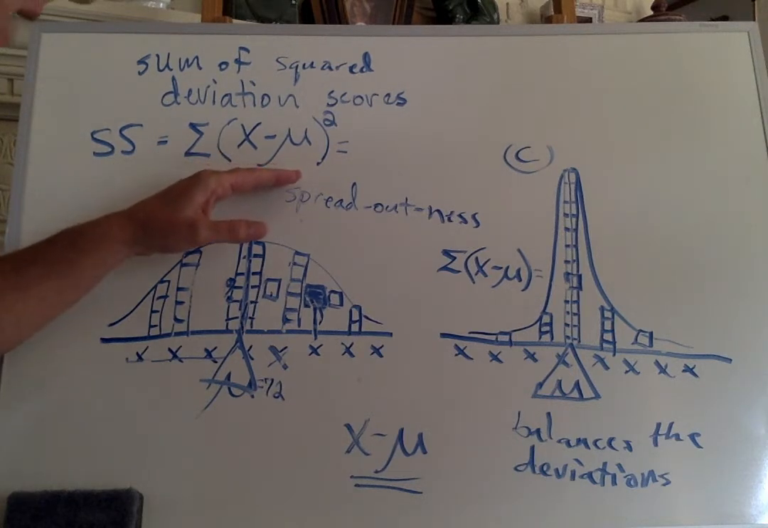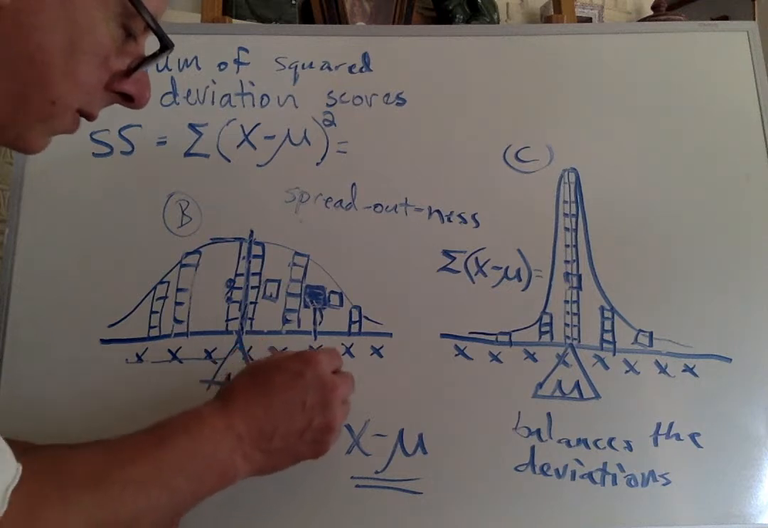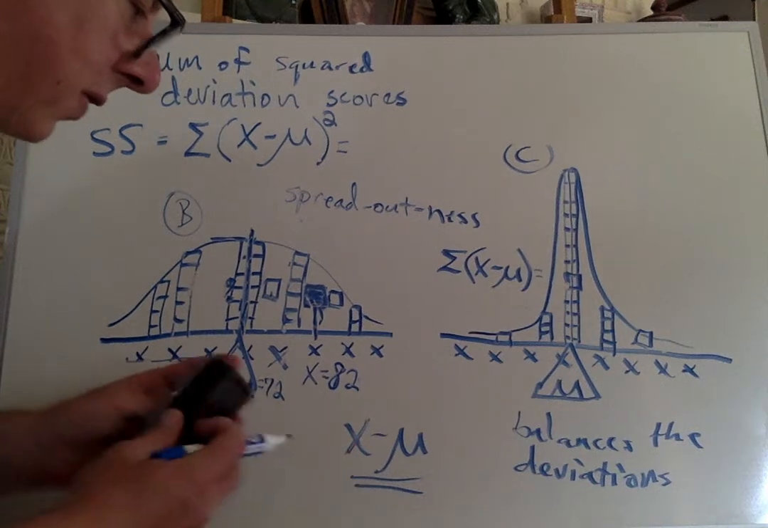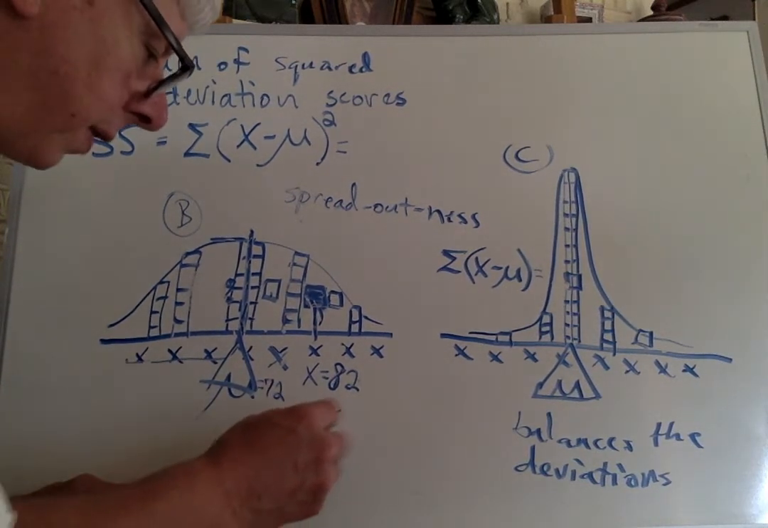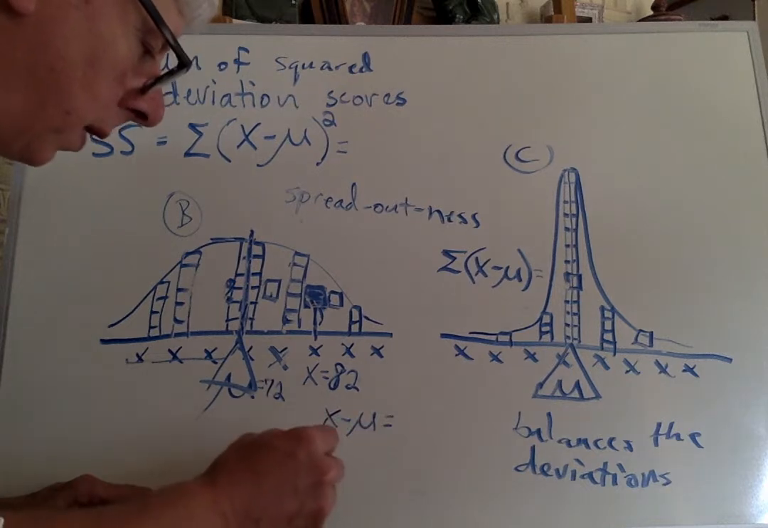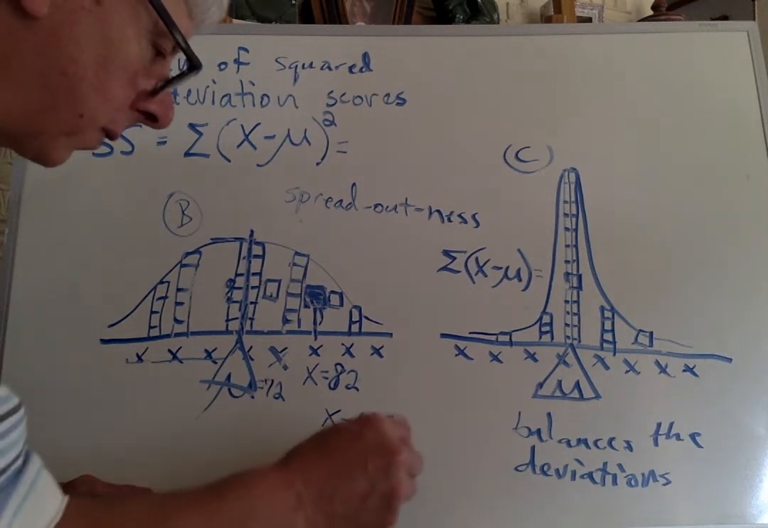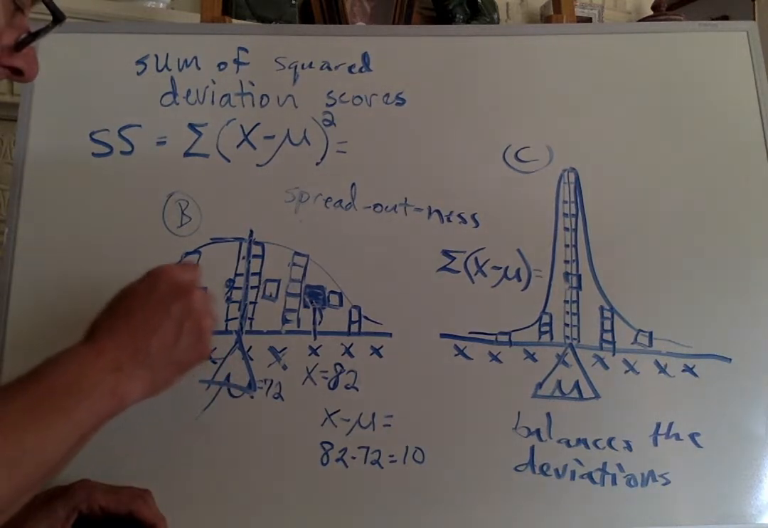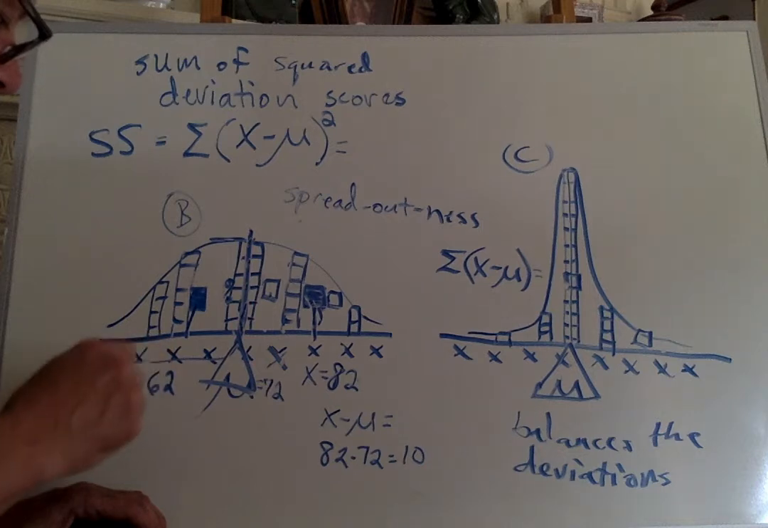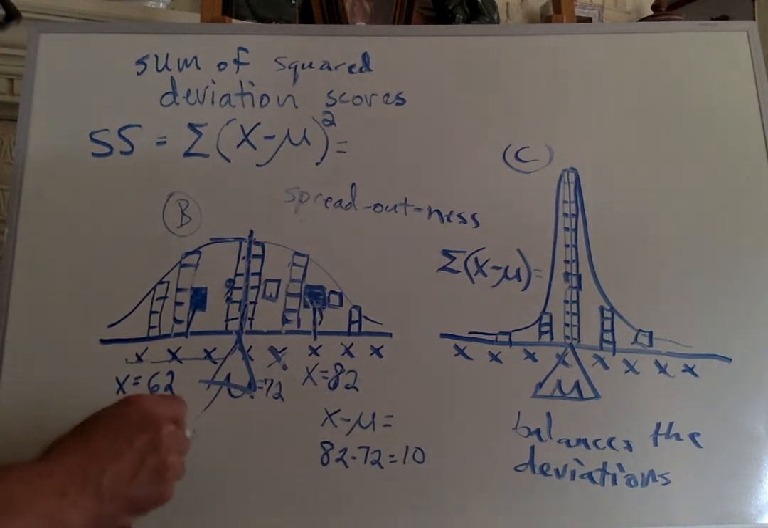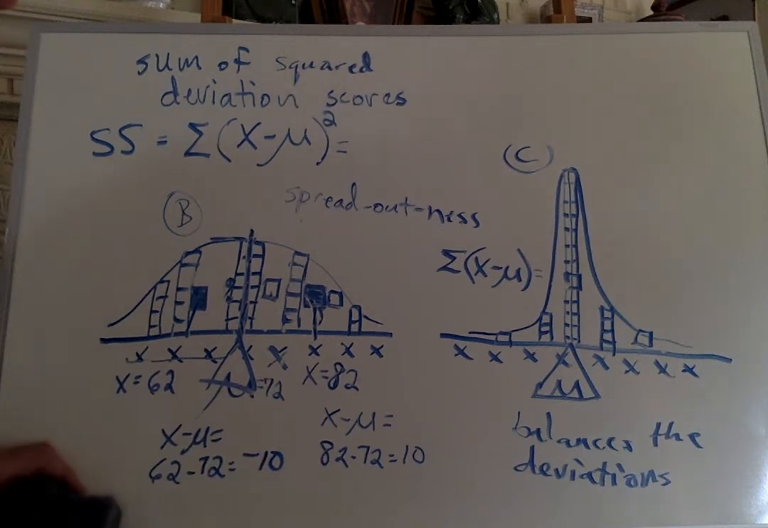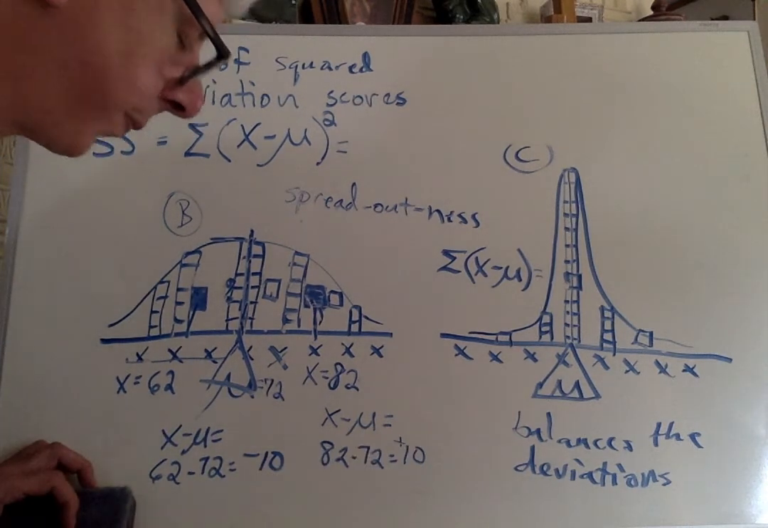What have we done in this case? Well, if we look at a score that's 82, we know that's going to have a deviation score of what? X minus mu equals 82 minus 72 equals 10. If we have a score down here that's at 62, what's our deviation score going to be? Well, it's going to be 62 minus 72 equals minus or negative 10. This is a positive 10, okay?